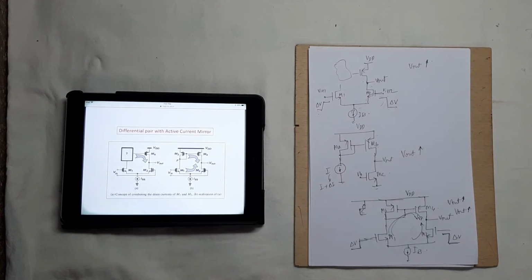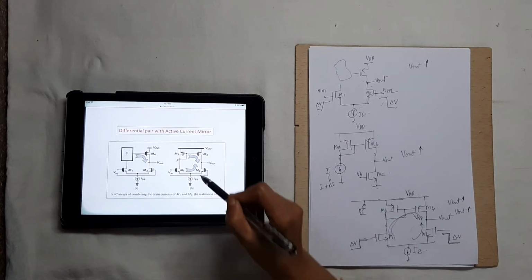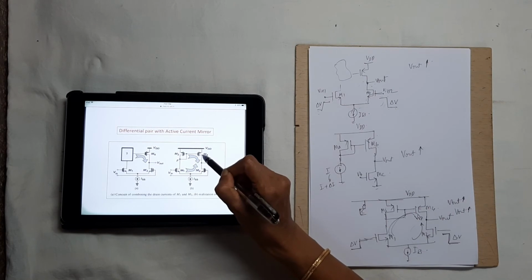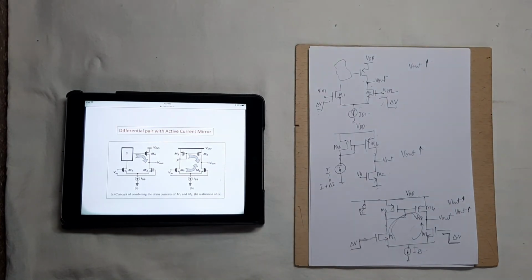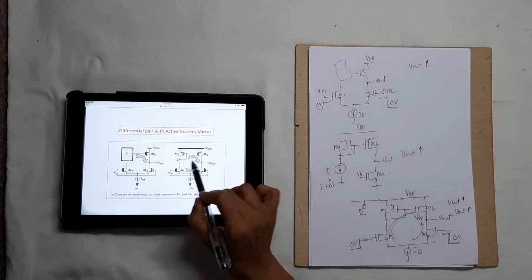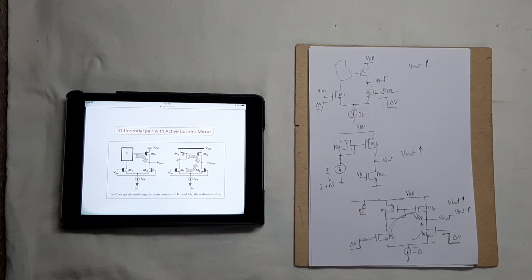This circuit is known as the differential pair with the active current mirror, because this is the current mirror. It is active because it senses the change in the signal with respect to the time. Therefore, this circuit is known as the active current mirror or differential pair with the active current mirror.